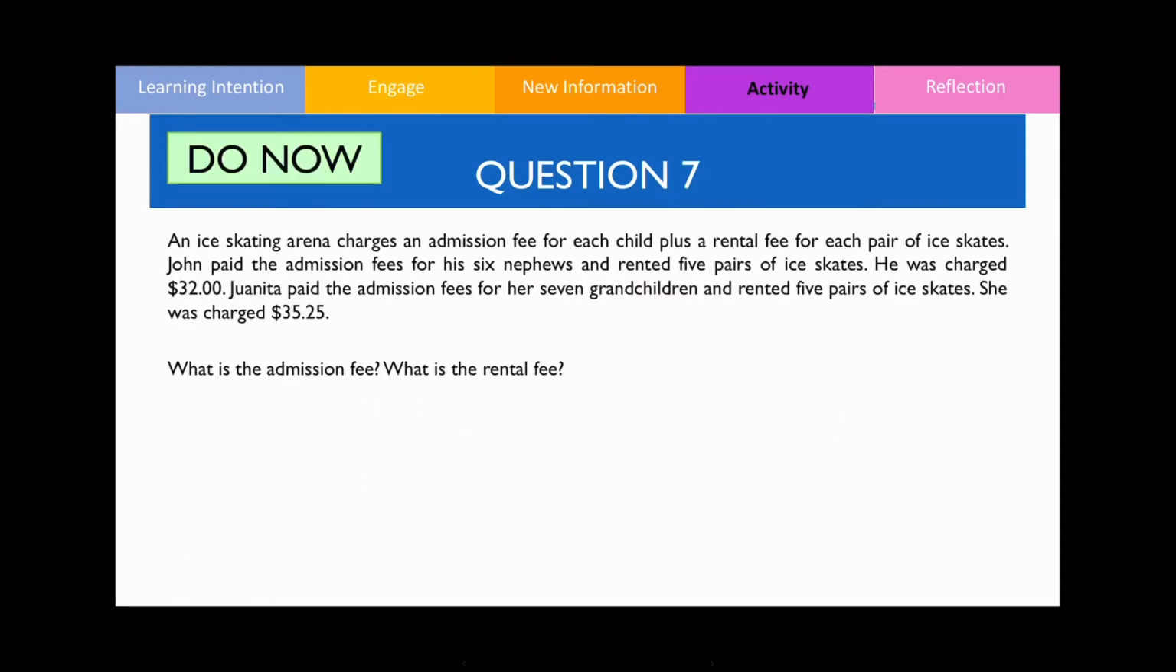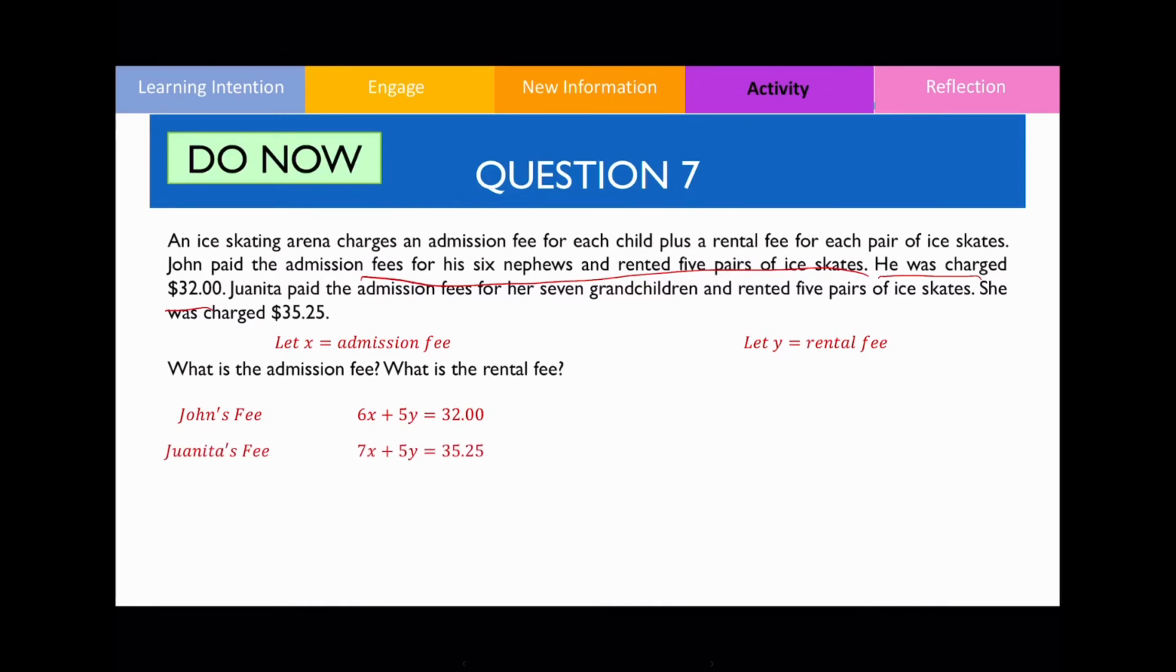For question 7 over here, you're using simultaneous equations to find out what is the admission fee and what is the rental fee. So you've got a clue over here. So you're going to need to write an equation for John in this case. So first, I'm going to define my variable. So let x be admission fee, let y be rental fee. In this case over here, admission fee is like the entry fee. So he's got his 6 nephews. So it's going to be 6x plus 5y is equal to $32. And for Jonitas, if that's how you pronounce it, it's going to be 7x plus 5y.